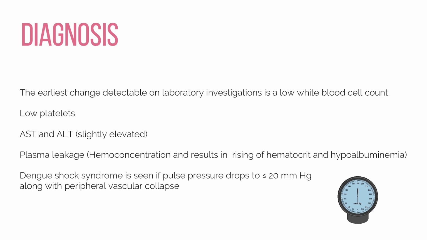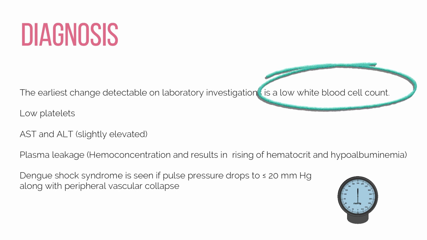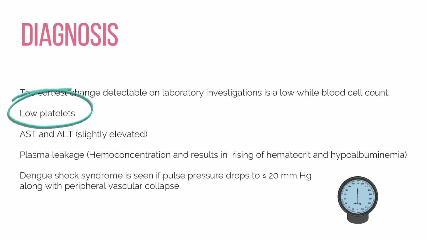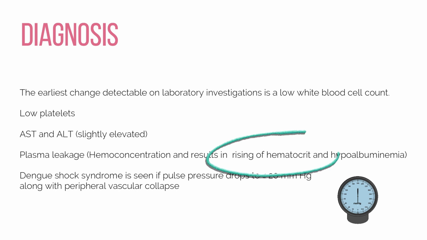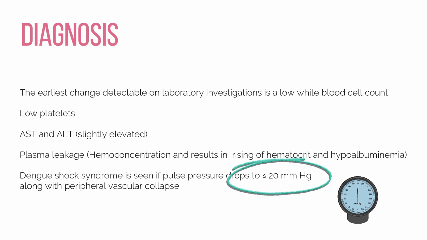Now we will talk about diagnosis. The earliest change detectable on laboratory investigation is low white blood cell count, then low platelets, and after that raised LFTs, that is raised AST and ALT. And next you can see plasma leakage leads to hemoconcentration and results in rising of hematocrit and hypoalbuminemia. Dengue shock syndrome is seen if pulse pressure drops to less than or equal to 20 mm of mercury along with peripheral vascular collapse.